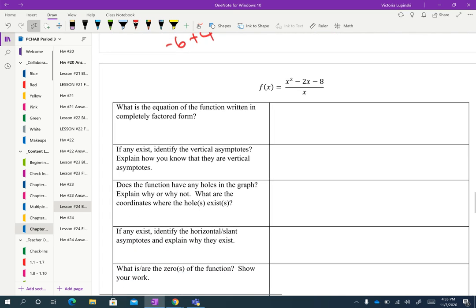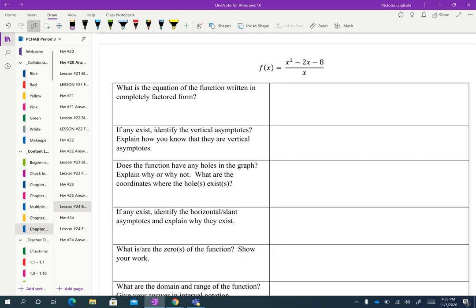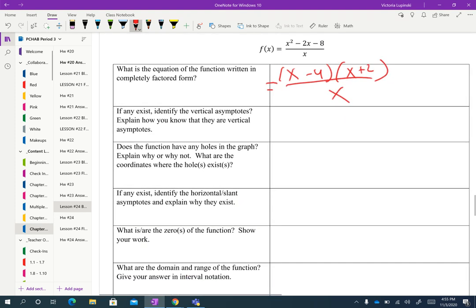I know this is getting a little long, but the graphs can look all kinds of different ways, so it is important to try them, and hopefully you get faster the more you do of them. So let's go ahead and start by factoring. Factoring the numerator only looks like (x-4), and then (x+2), all divided by x. So vertical asymptotes, set the denominator equal to 0. Holes come from common factors, of which there are none.